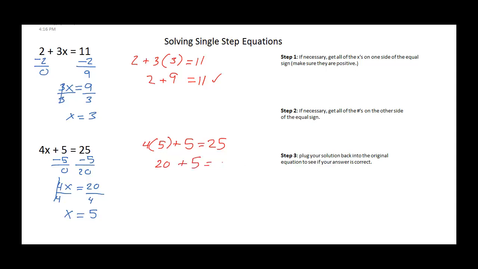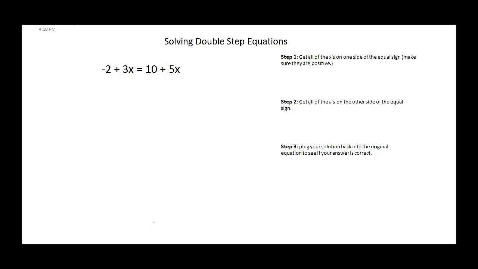So I just need to see whether or not this is a true statement or not. So 20 plus 5 does equal 25. Therefore, that's the correct statement. I'm going to go ahead now and move on to another page here with multi-step equations.